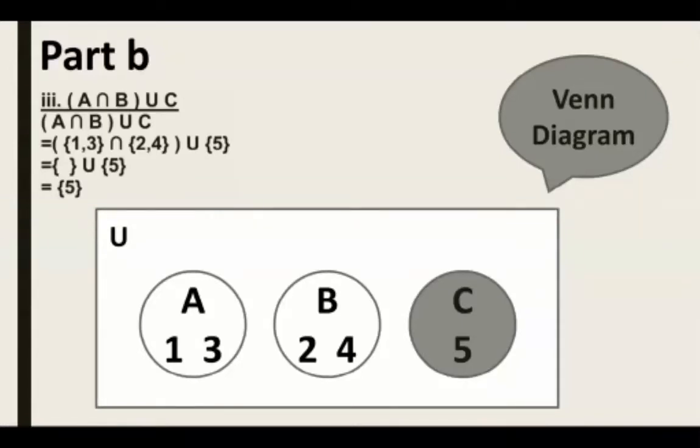The Venn diagram of question 3 is this. In this question, we have found A intersection B union C. And its answer is 5, which is the element of the set C. So, in the Venn diagram, we will shade the set C only. Similarly, you will draw the Venn diagram for other questions of part B.